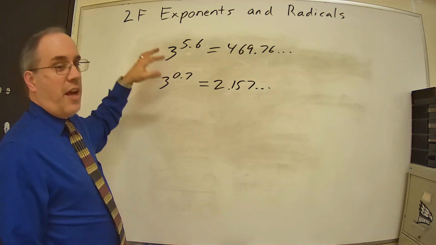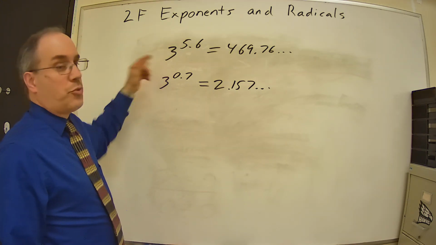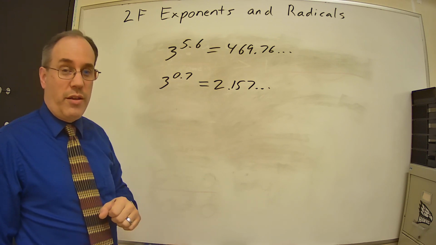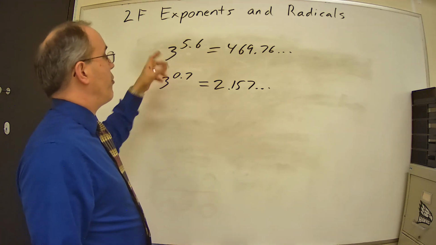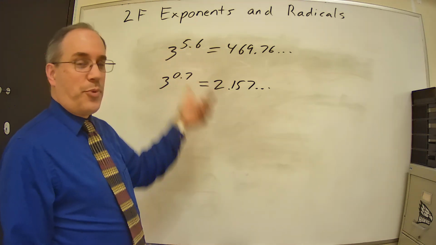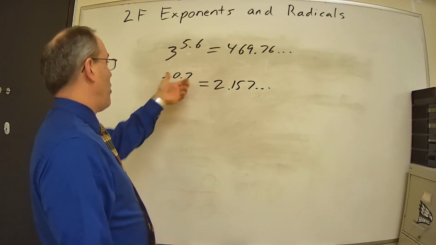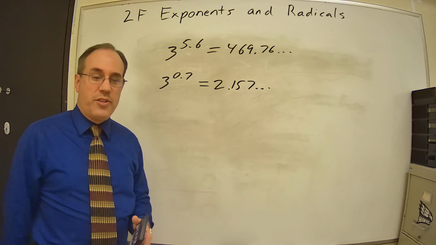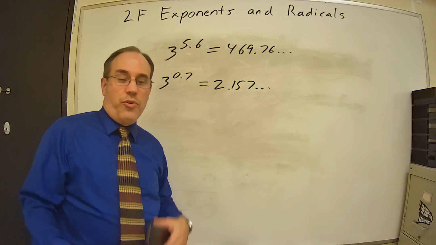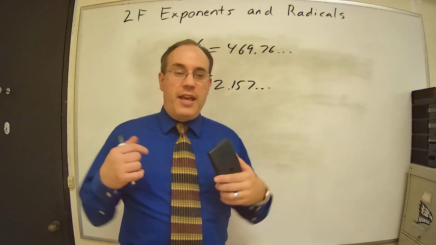It actually runs the opposite direction if the base is between 0 and 1, and that's why they said whole numbers. If the base is between 0 and 1, then a larger exponent is going to make it smaller, and a smaller exponent would make it larger. Well, we're not going to deal with that at this point in time. So that's talking about exponents.